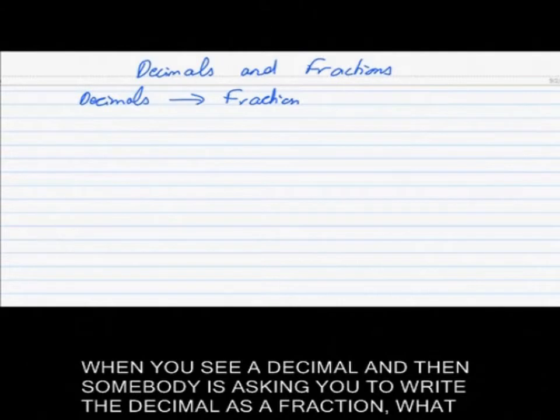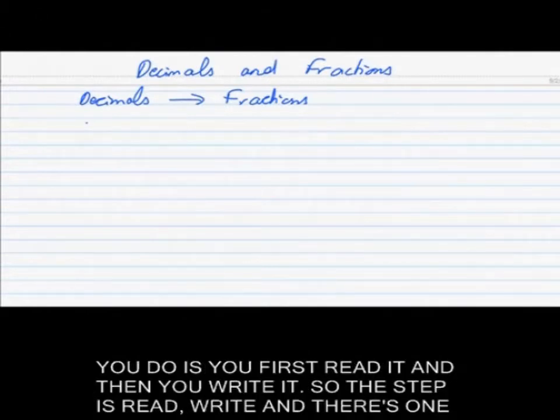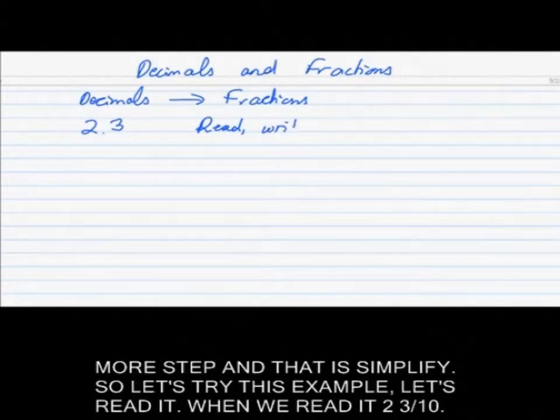When you see a decimal and somebody is asking you to write the decimal as a fraction, what you do is you first read it and then you write it. So the steps are read, write, and there is one more step, and that is simplify.